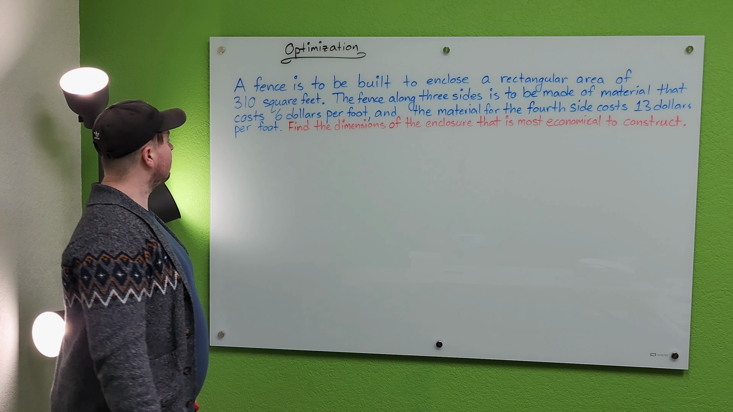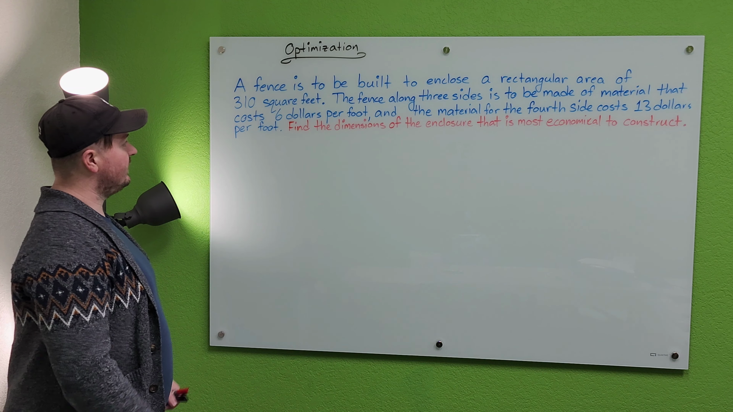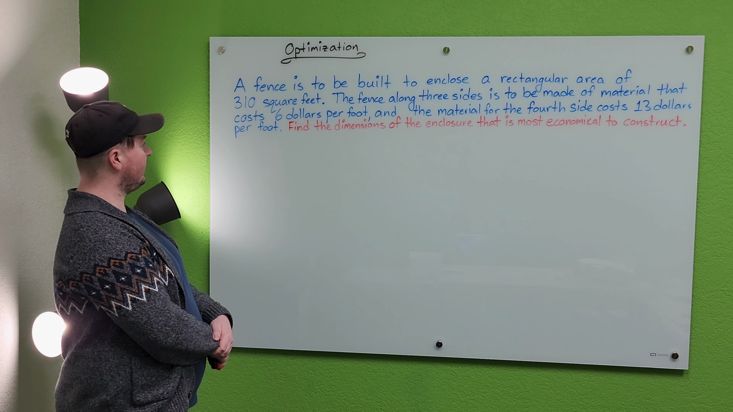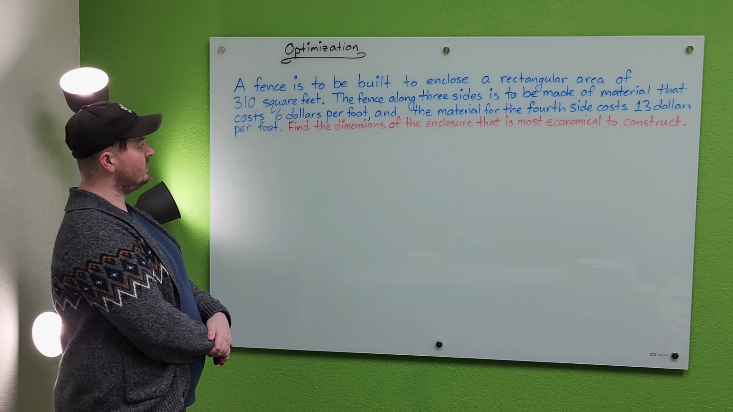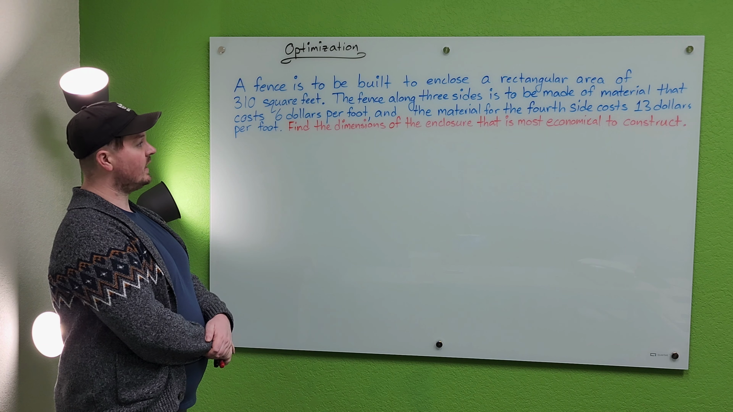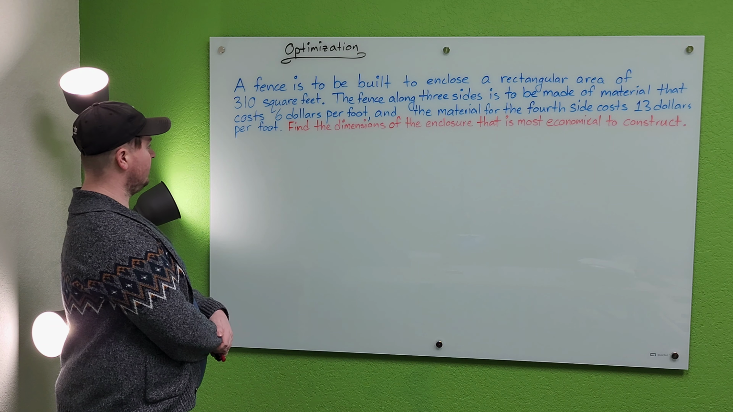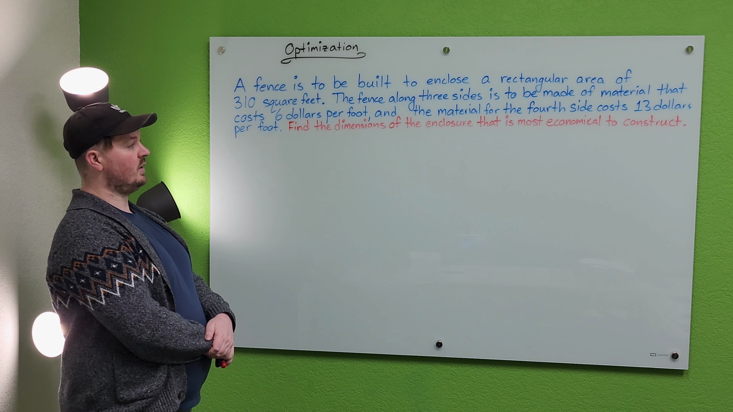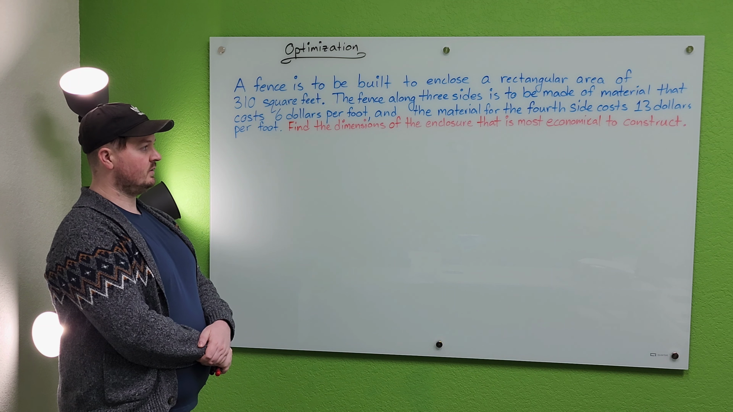So the question is: a fence is to be built to enclose a rectangular area of 310 square feet. The fence along three sides is to be made of material that costs $6 per foot, and the material for the fourth side costs $13 per foot. Find the dimensions of the enclosure that is most economical to construct.